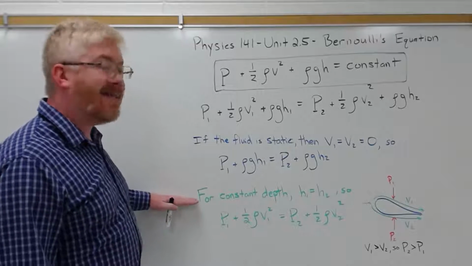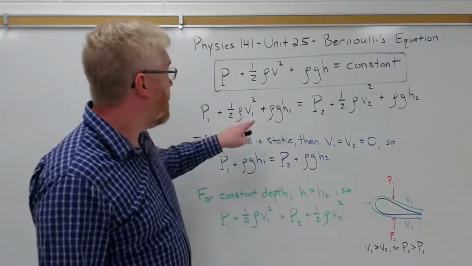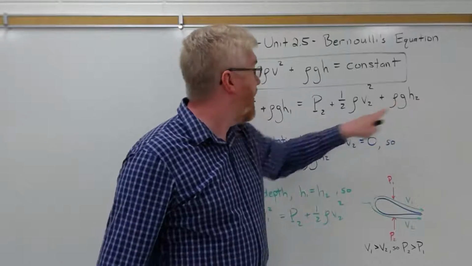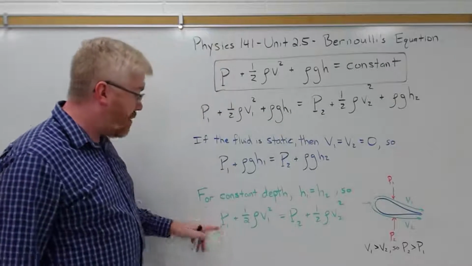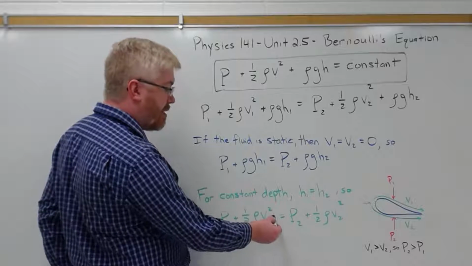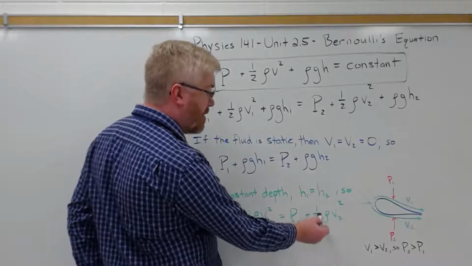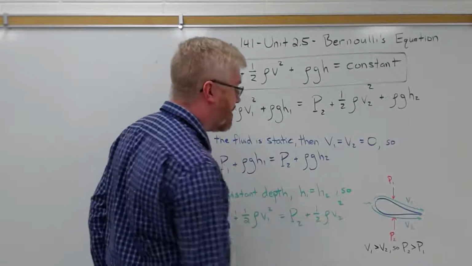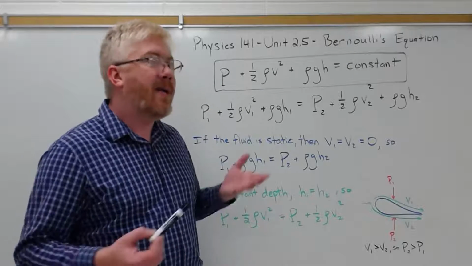Now, for constant depth, where the height doesn't change, the rho gh terms are the same on both sides, so that term will cancel, and you'll end up with the pressure at point 1 plus 1/2 the density of the fluid times the speed of the fluid squared at point 1 is equal to the pressure at point 2 plus 1/2 the density of the fluid times the speed of the fluid at point 2 squared. So what does that mean?